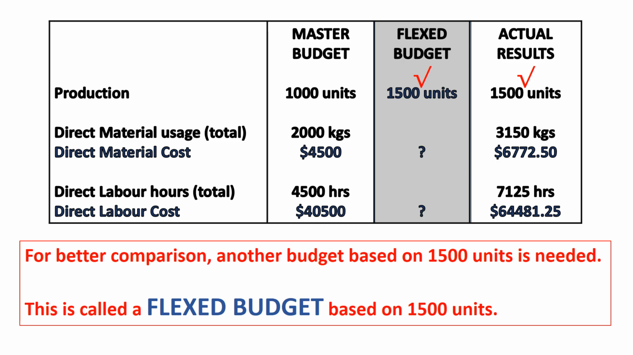Now, it seems logical that, for a better comparison, another budget, based on 1,500 units, is needed. Of course, this new budget will not be called once more master budget. Instead, it will be called a flexed budget. The same information found in the master budget will be used. But this time, all the cost items will vary with 1,500 units.